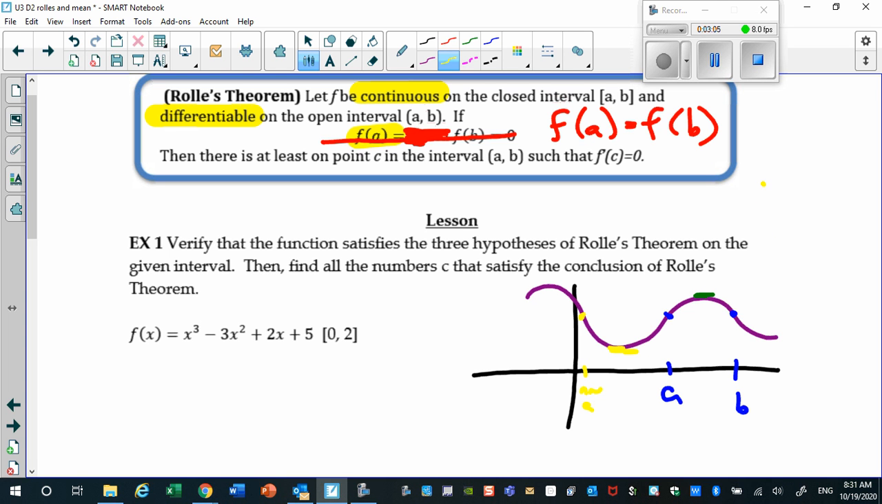Because if I have f of a and f of b being the exact same value, the only way for them to have the exact same value is if you either went up and then came back down, or if you went down and came back up. Either way, you have a derivative that has to equal 0 because you have a horizontal tangent line, right? A slope that equals 0. That's what Rolle's theorem says. So f of a has to equal f of b.